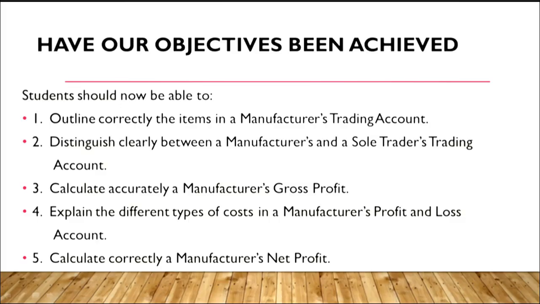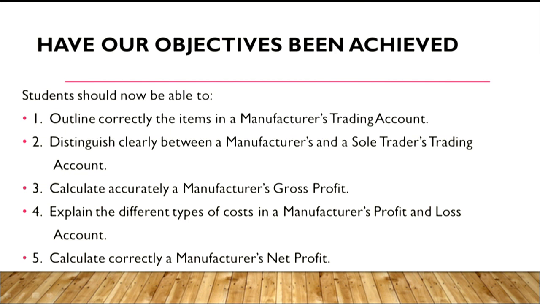Now, have we achieved our objectives? Let's go through them timely. Objective number 1 was that the student should be able to outline clearly or correctly the items in a manufacturing account. Remember now, we're going to link objective 1 to 2. The items in the manufacturing account are similar to that of those in a sole trader's trading account. It therefore means you start with your sales figure. If there's any returns inwards, you less your returns inwards and you get your net sales.